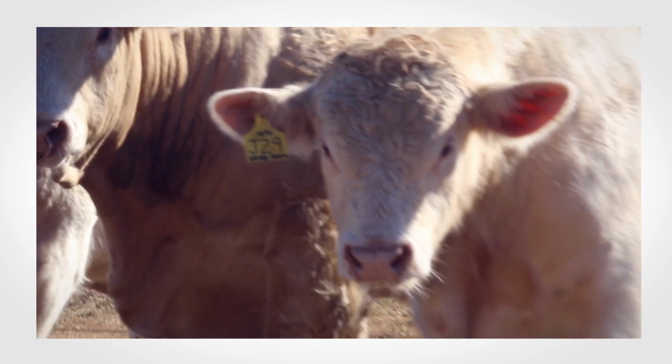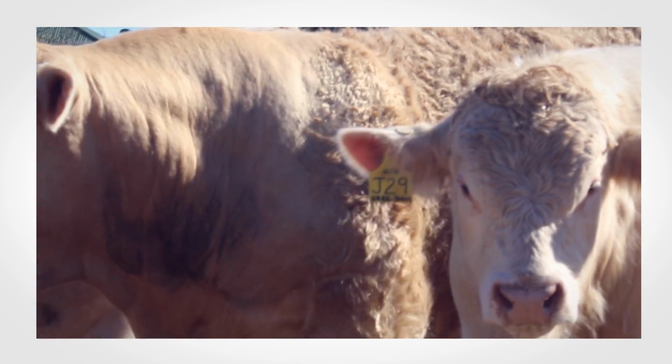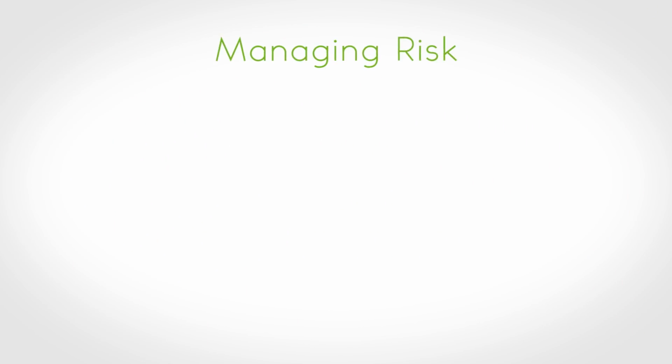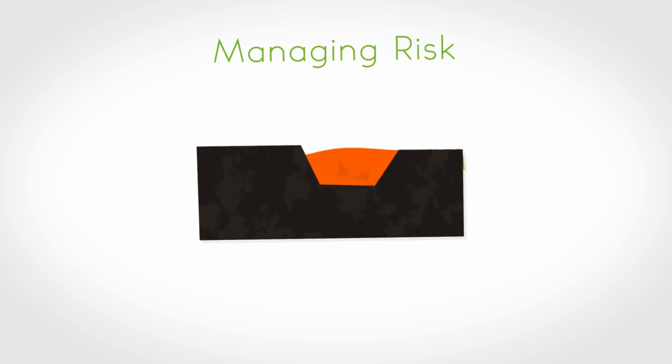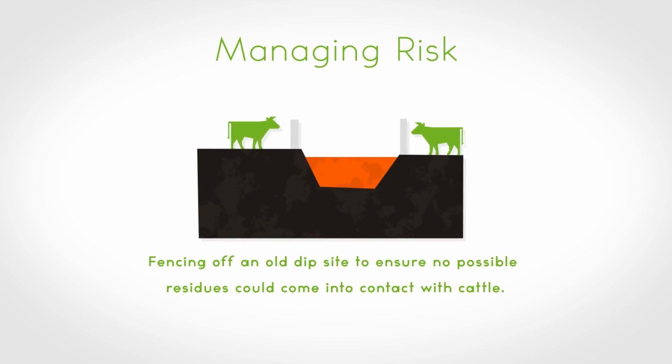After assessing all possible risks, look at how each of these identified risks could be managed. For example, to ensure non-organic cattle are not sold as organic, the way to manage this could be staff training in how you identify organic livestock. Another example of managing risk could be fencing off an old dip site to ensure no possible residues could come into contact with cattle.